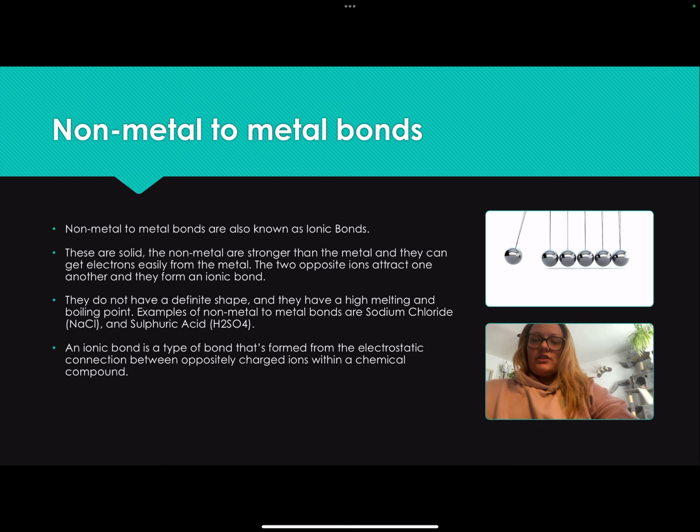They do not have a definite shape and they have a high melting and boiling point. Some examples of non-metal to metal bonds are sodium chloride and sulfuric acid. An ionic bond is a type of bond that's formed from the electrostatic connection between oppositely charged ions within a chemical compound.